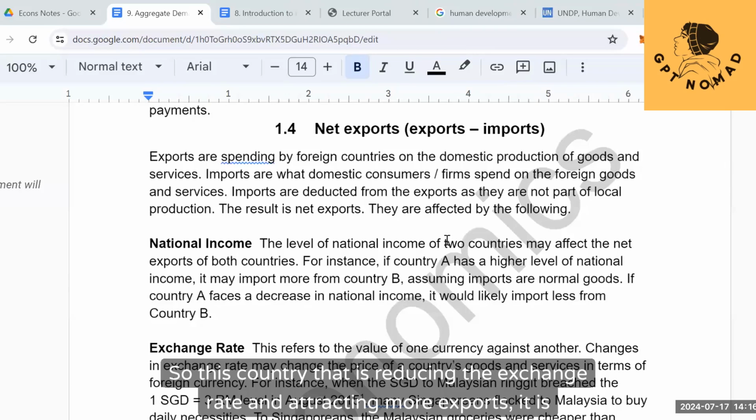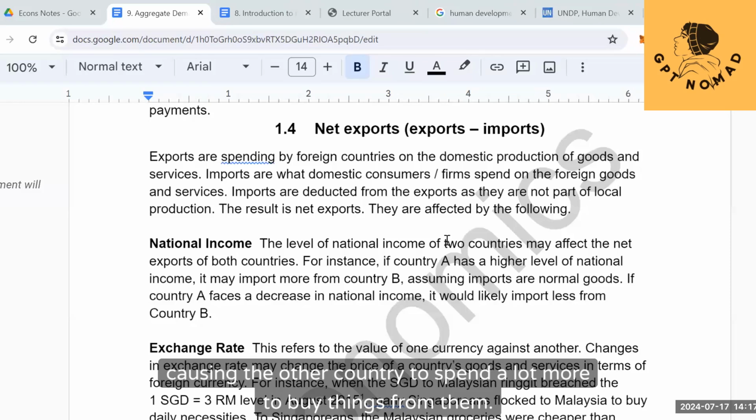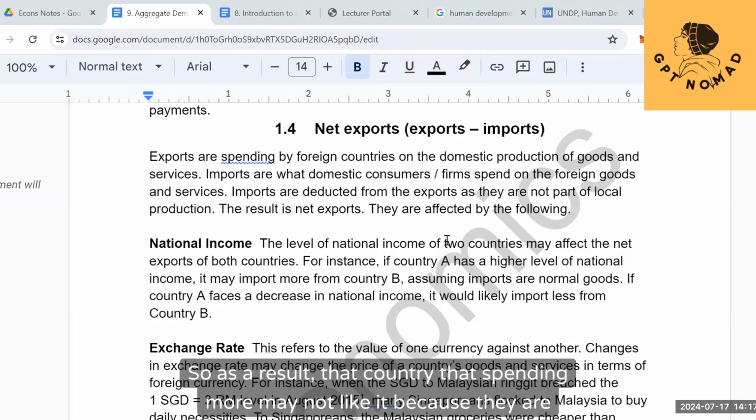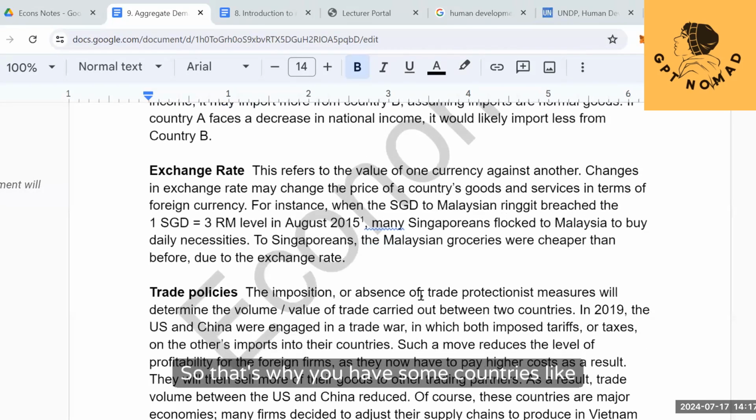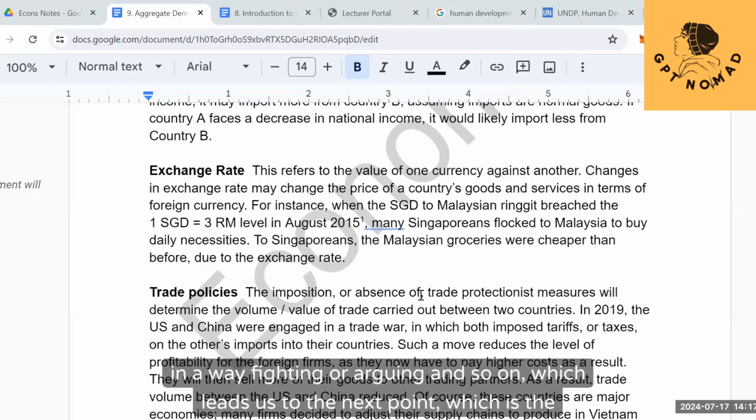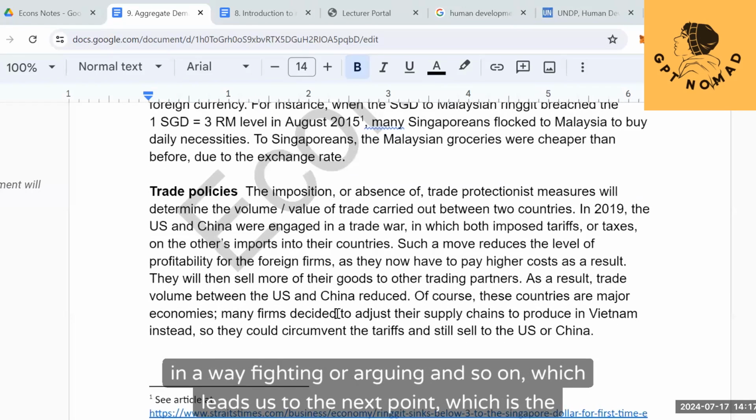So this country that is reducing the exchange rate and attracting more exports is causing the other country to spend a lot more to buy things from them. As a result, that country that's spending more may not like it because they are spending too much on imports. Okay, so that's why you have some countries in a way fighting or arguing and so on, right? Which leads us to the next point, which is the trade policy.